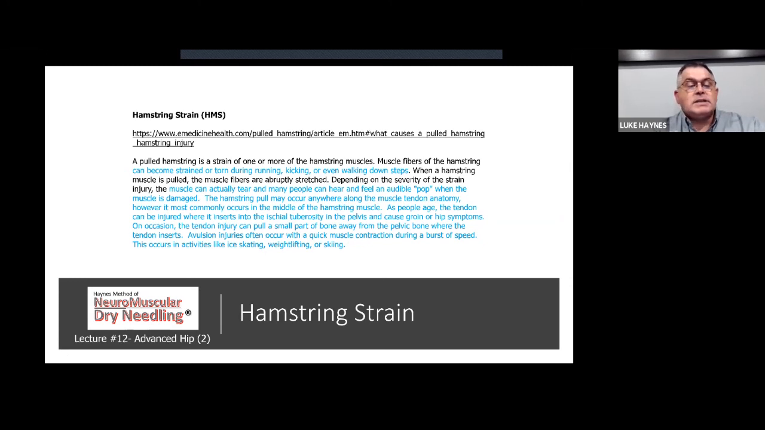As people age, the tendon can be injured where it inserts at the ischial tuberosity in the pelvis and cause groin or hip symptoms. On occasion, the tendon injury can pull a small part of the bone away, creating an avulsion fracture. That can happen with a quick muscle contraction during bursts of speed, such as ice skating, weightlifting, or skiing.